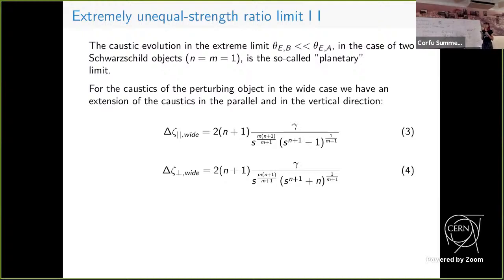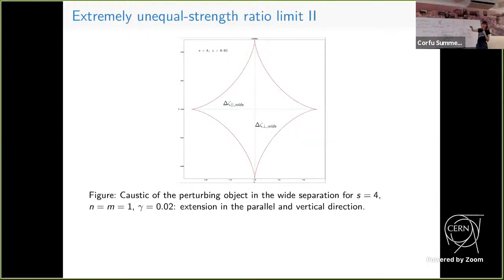Another application of the caustic evolution is a limit called the planetary limit. That is the limit in which one of the two lenses is much smaller than the other, in the case of two Schwarzschild objects, so with the index equal to 1. In this planetary limit, the caustic of the perturbing object has an extension in the parallel and in the y direction. So with respect to the caustic that I showed you before, we can see the extension in the vertical and in the parallel direction.